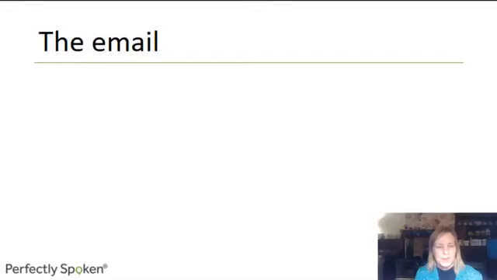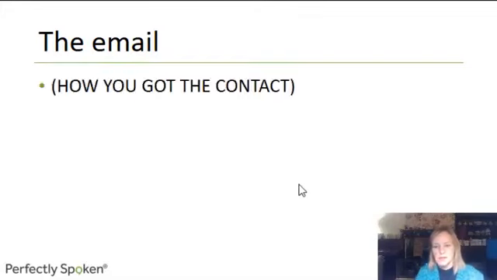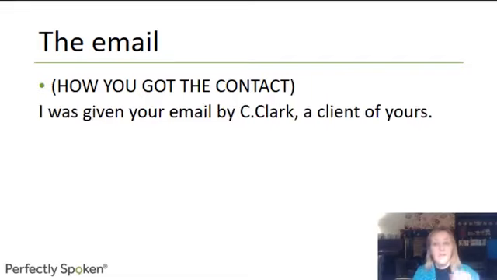Okay, so we start with that, and now we're going to look a little bit at the organisation of the email. Right, so we've got, for example, in this case, I want to explain to the person how you got the email address, the contact. So, for example, I was given your email by C. Clark, a client of yours.